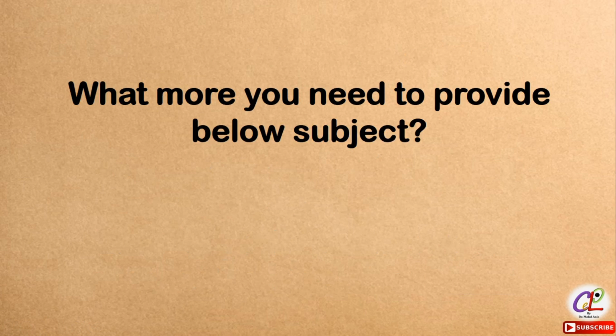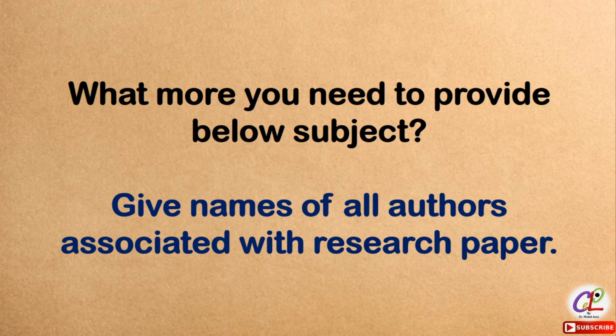Next is what more you need to provide below the subject. Once you have given the subject, you need to provide the names of all the authors that are associated with the research article. Why? In some journals, there are limitations on the number of authors that can be included in the research article. This will help the editor to decide whether that particular journal should accept the research article for the further editorial process or not. So, it is very important that you provide the names of all the authors associated with the research article.